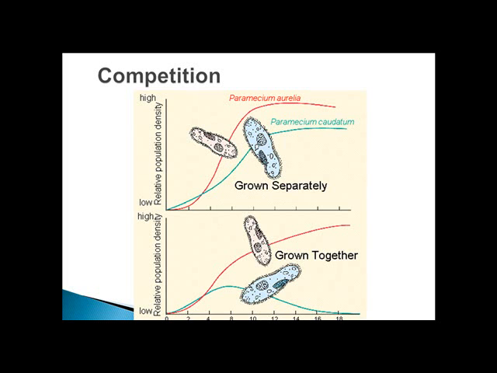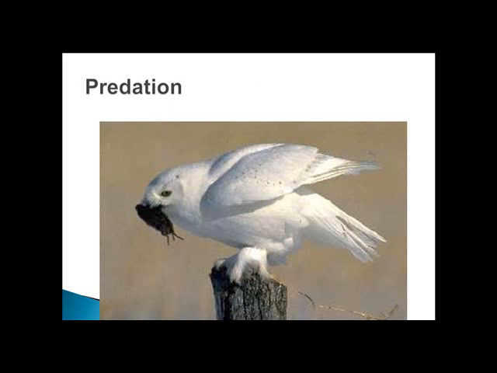Interspecific competition is less intense, because the requirements between the competitors are less similar than they are between intraspecific competitors. Predators get their food from prey, but they don't take up residence on or in their prey like parasites do.